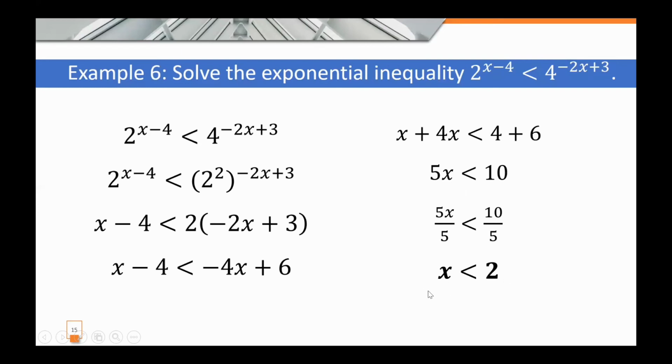If you're going to use the interval notation, that will be from negative infinity to positive 2. Since the inequality symbol here is less than, it means 2 is not included in the solution set. Only those numbers less than 2. So again, from negative infinity to positive 2. Positive 2 is not included in the solution set because the symbol is less than.